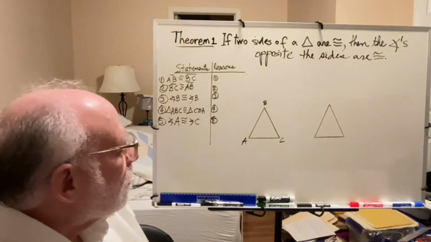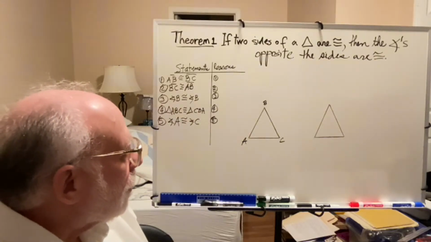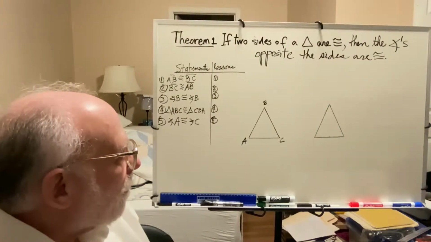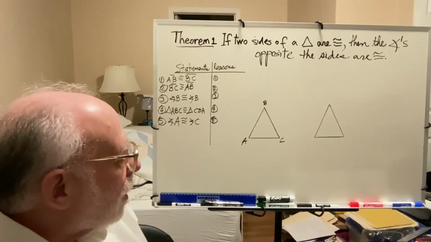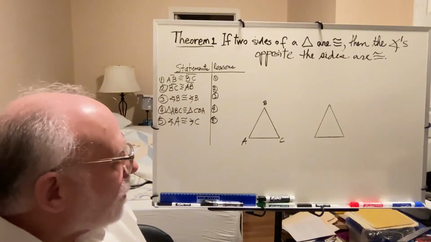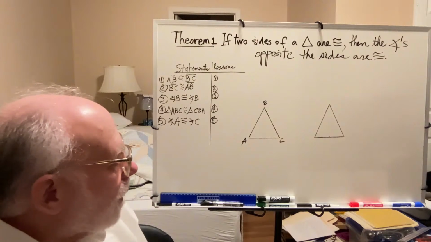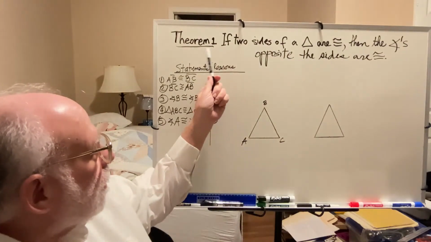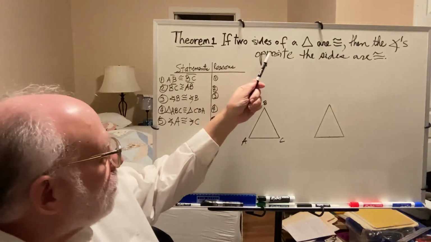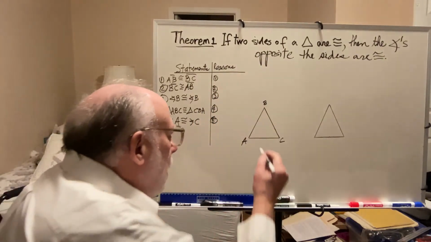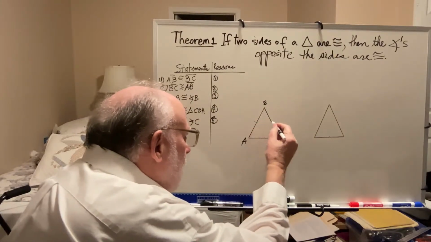We're going to do two proofs that you've probably already done yourself in 10th grade or ninth grade geometry, especially in New York City. It's theorem one. If two sides of a triangle are congruent, then the angles opposite the sides are congruent.